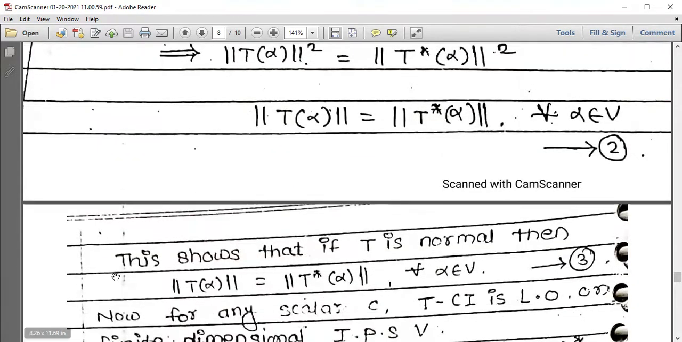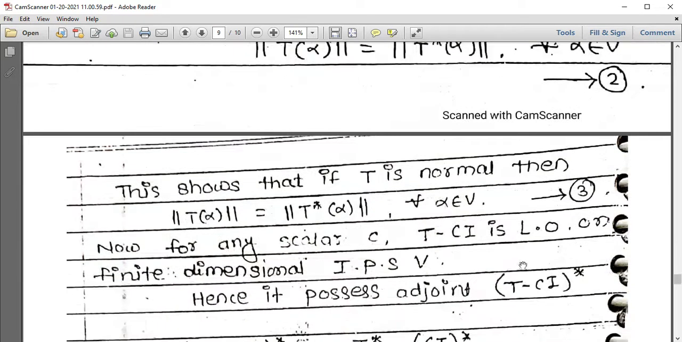Okay, this shows that if T is normal, then the norm of T alpha and the norm of T star alpha are both equal for all alpha belongs to V. Give it as equation number 3.